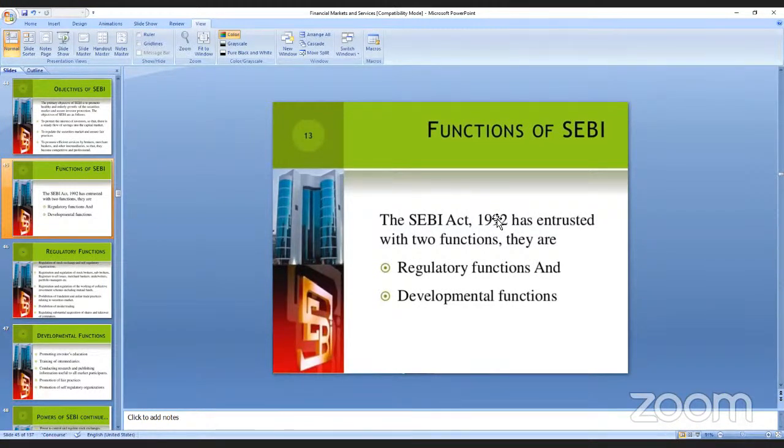Nothing, ma'am. So all the best for your exam. Prepare for your exam. Is it clear? This paper will be very easy. Whatever you write, even if it is general, you'll get marks.